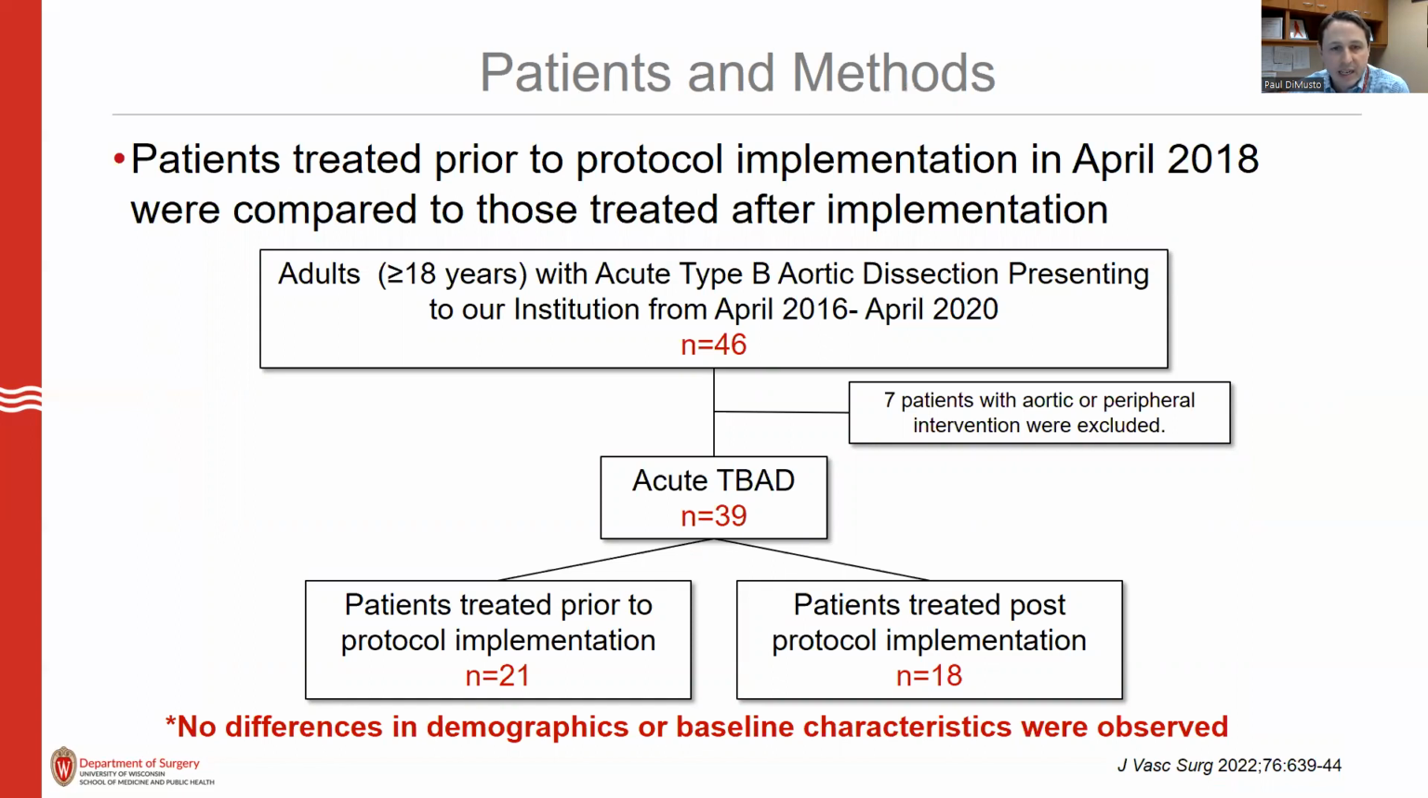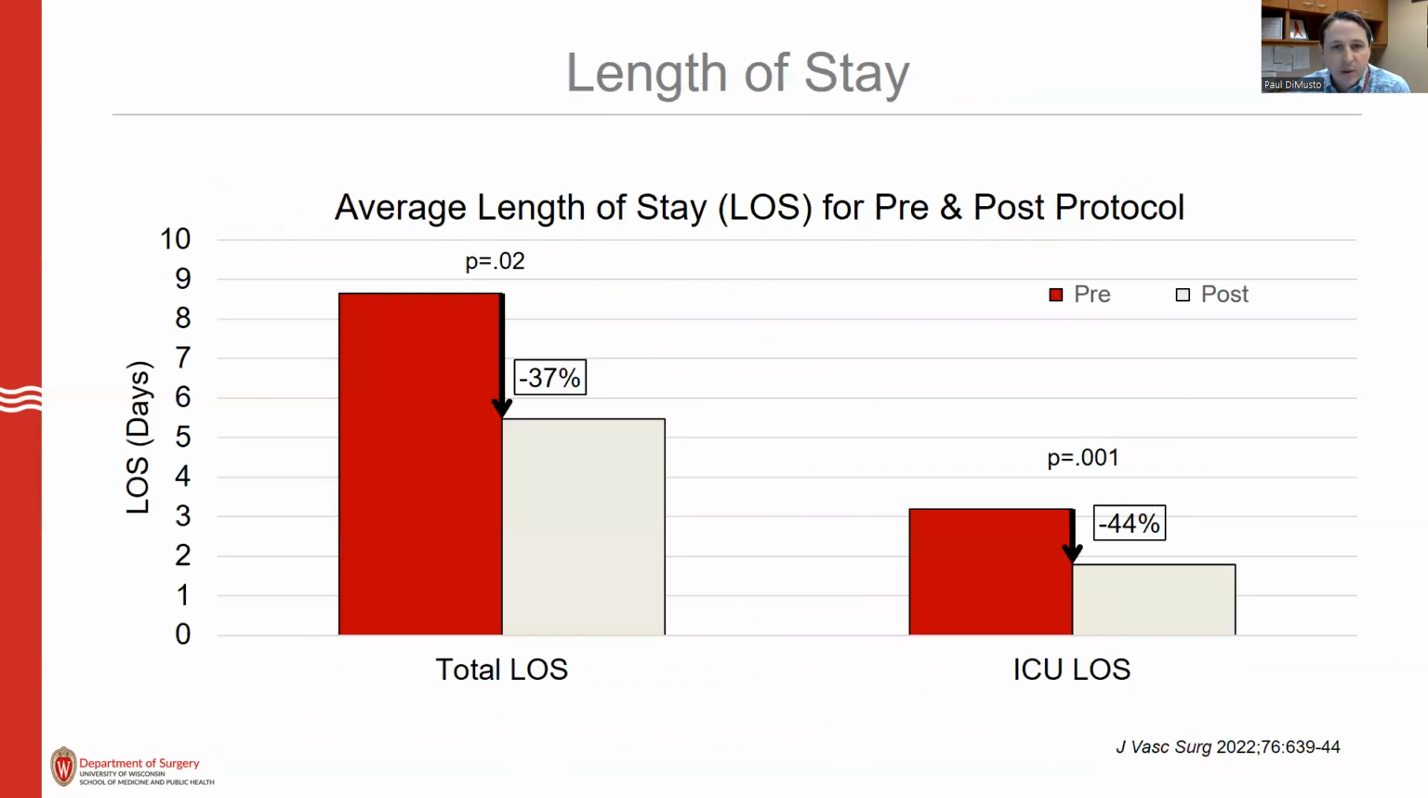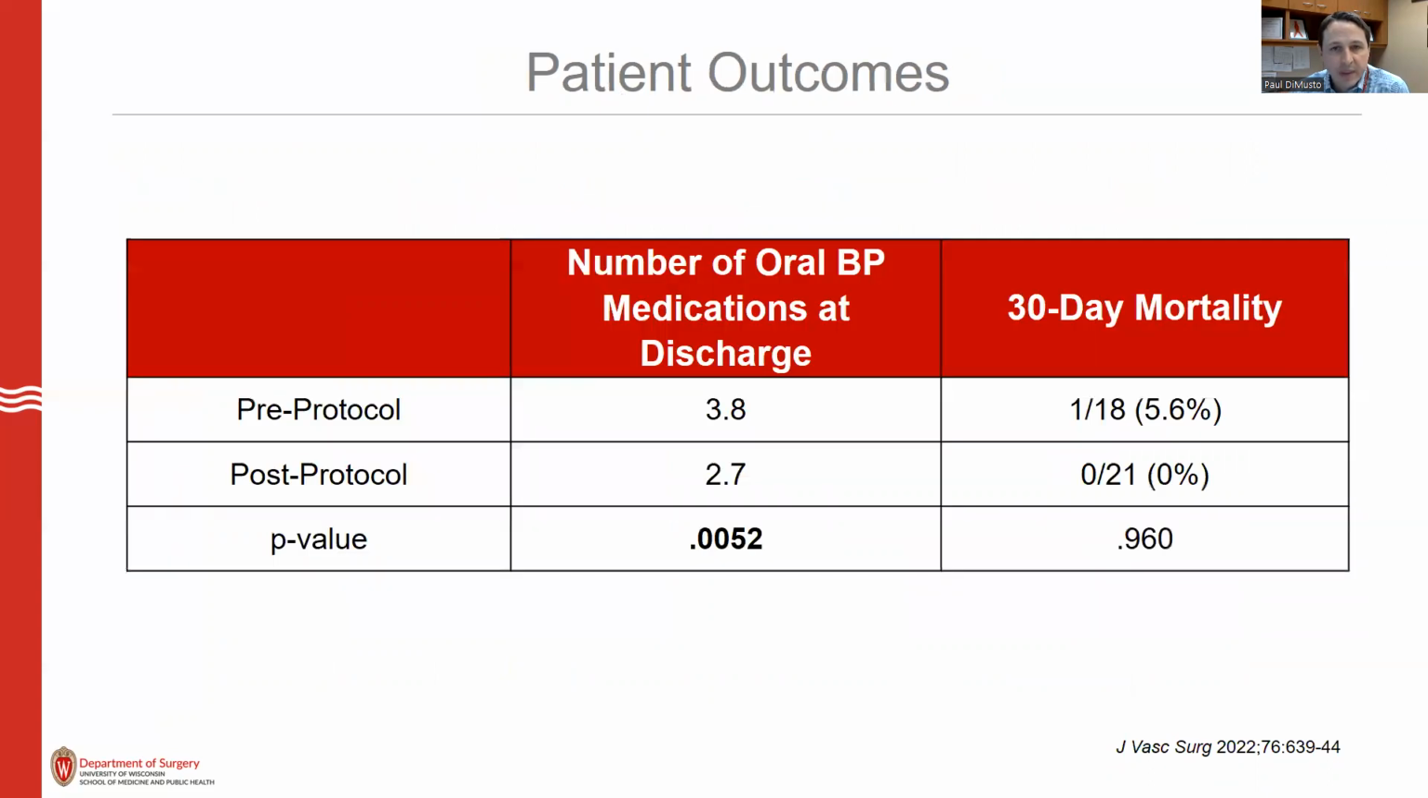I should note that we did not have any differences in demographics or the baseline characteristics of the patients. We were able to reduce the length of stay overall, as well as in the ICU, between the pre and post protocol groups. As you can see, our overall length of stay went down by more than 3 days, and the ICU length of stay went down by about a day.